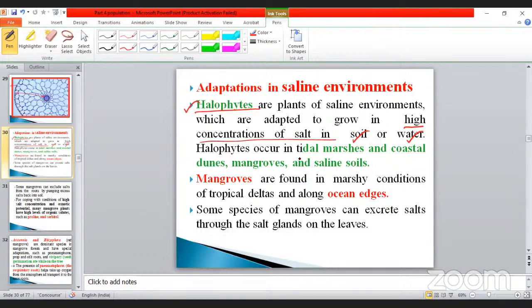The halophytes occur in the tidal marshes and also coastal dunes, where there is the edge of the sea as well as a river. That condition is called a marshy or coastal area. And there, the mangrove plants grow, and the saline soil is very high in nature. So which plants will grow in this area? Already we studied the mangrove plants.